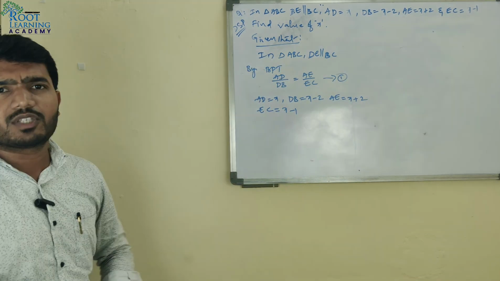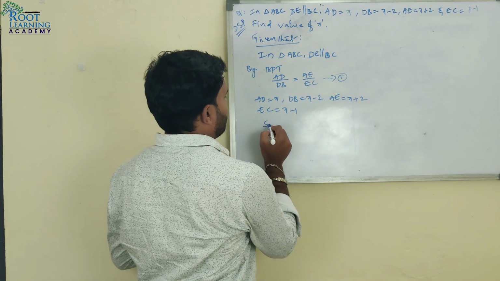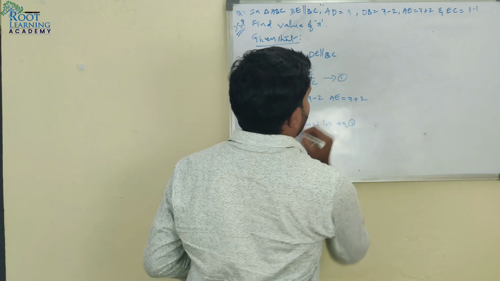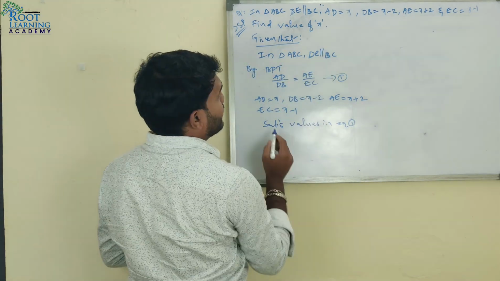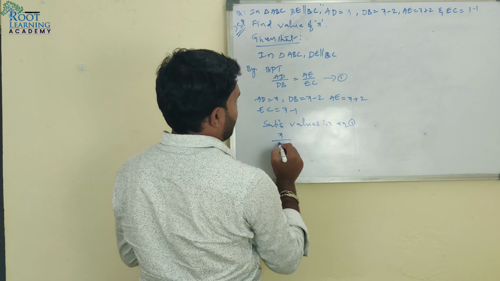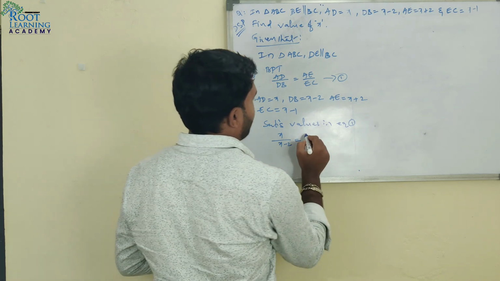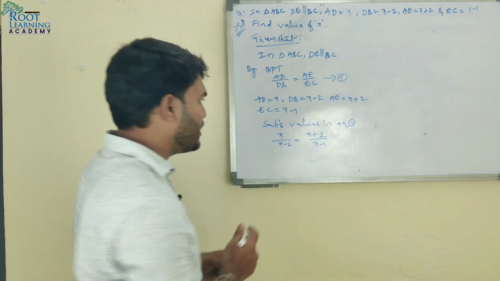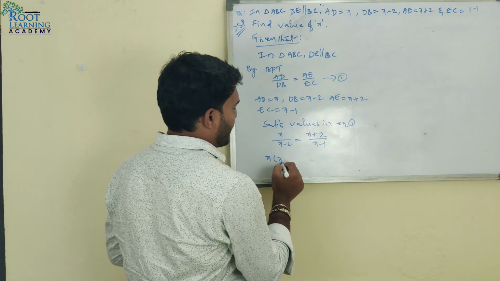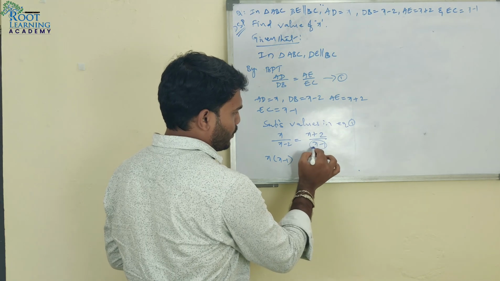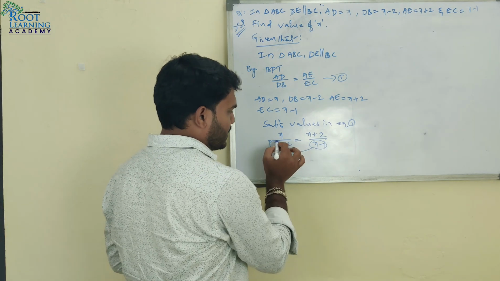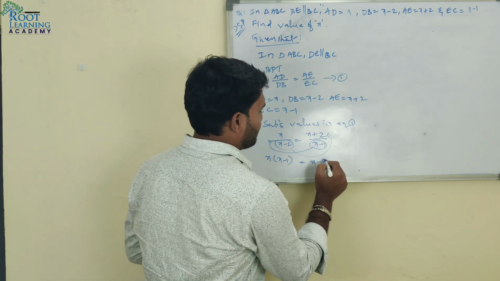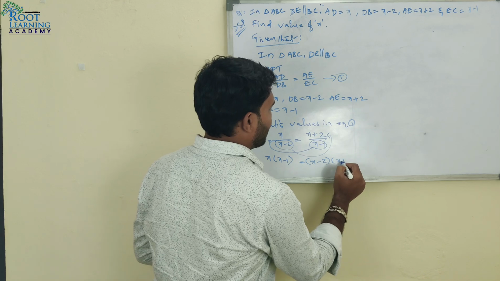Substitute all the values in equation number 1. So AD by DB, x by x minus 2, is equal to x plus 2 by x minus 1. Just do the cross multiplication here. So x into x minus 1, this value will multiply here and this value will multiply here. That is the cross multiplication, right? So that is equal to x minus 2 into x plus 2.